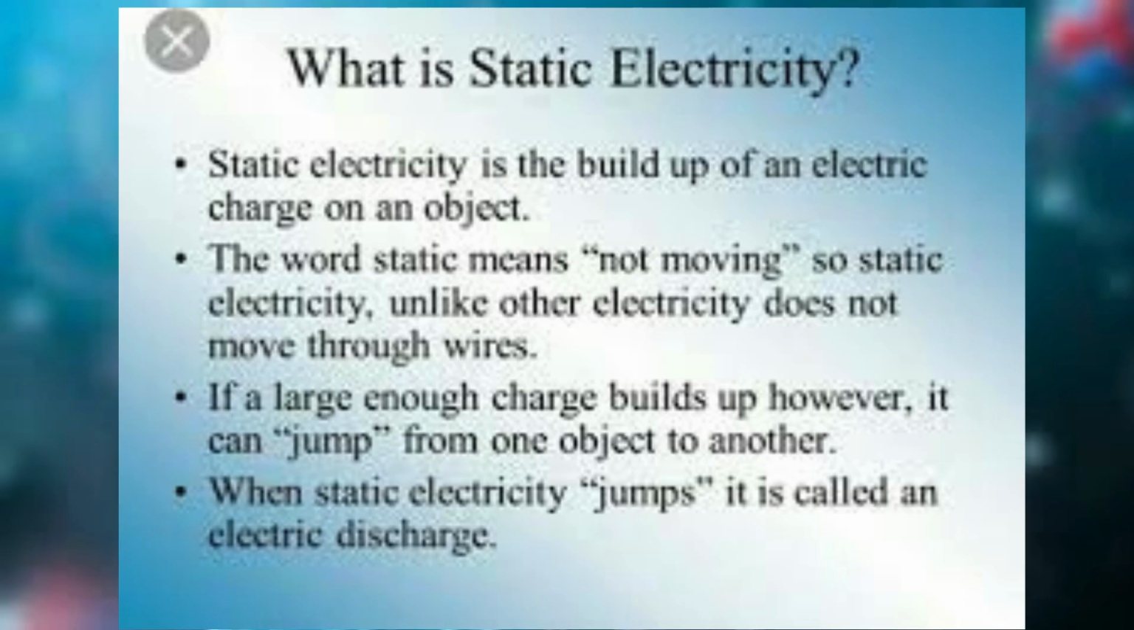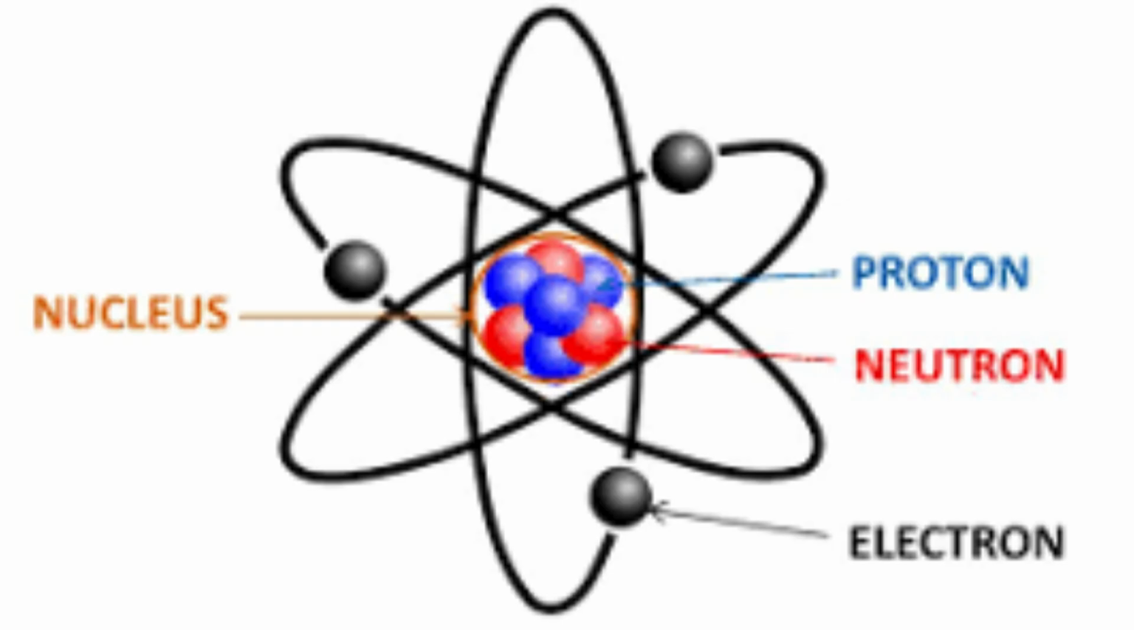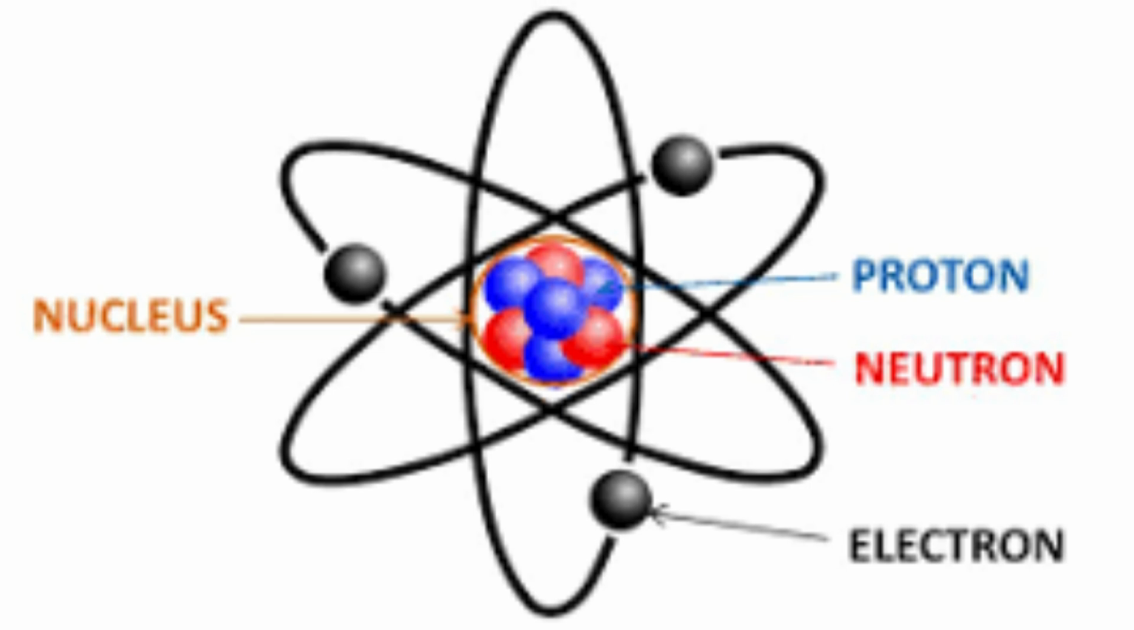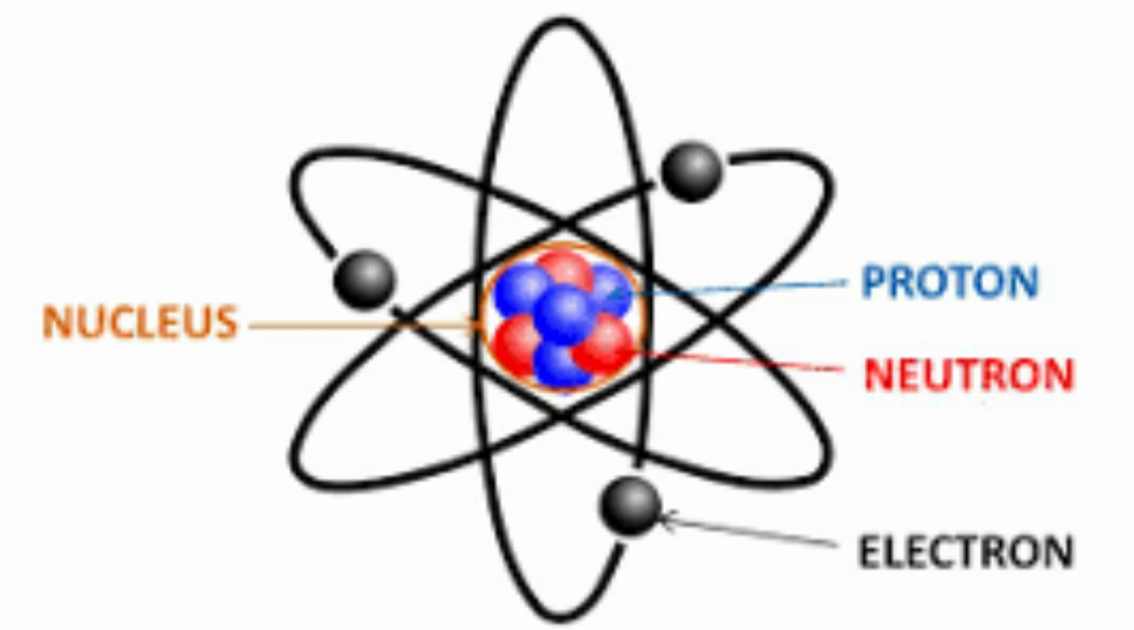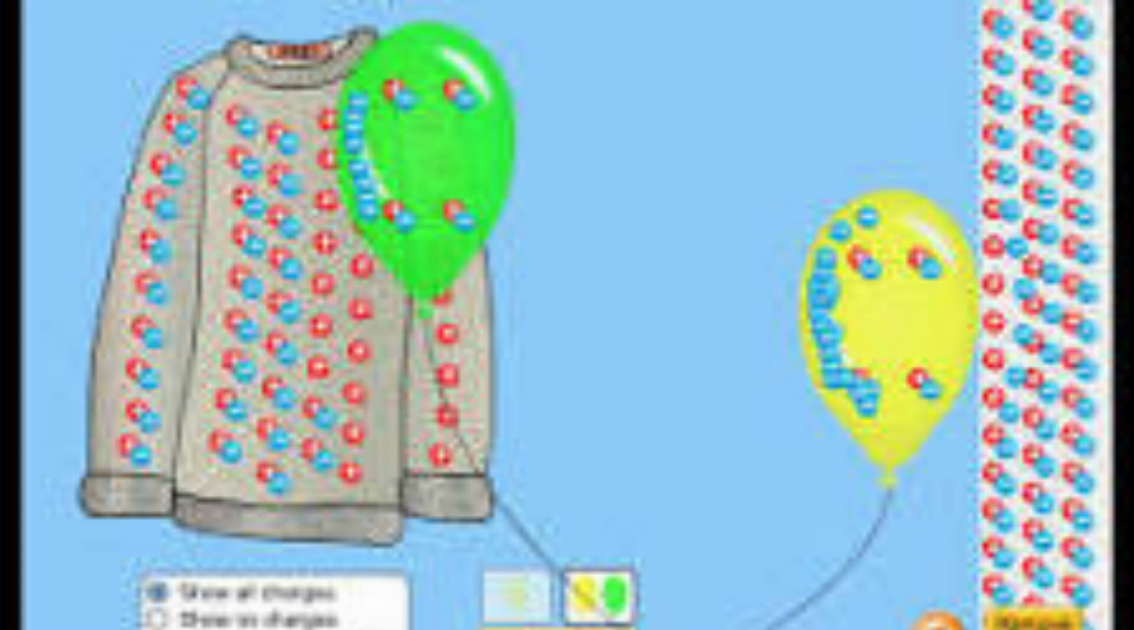To understand static electricity, we first need to look at the basics of atoms. Atoms are the building blocks of everything around us, and they contain three main particles: protons, neutrons, and electrons. Protons are positively charged, electrons are negatively charged, and neutrons have no charge. Normally, an atom has an equal number of protons and electrons, which makes it neutral. But when electrons are transferred from one object to another, things get interesting.